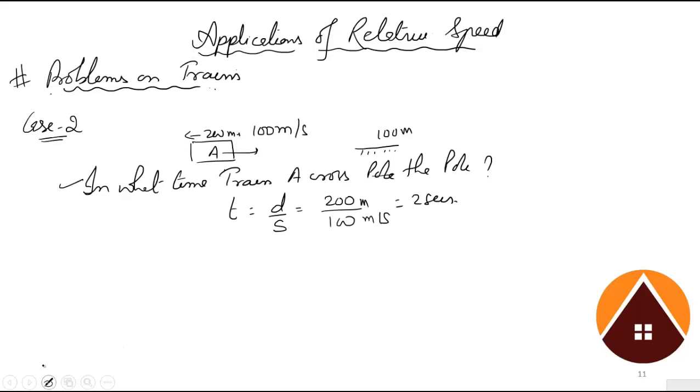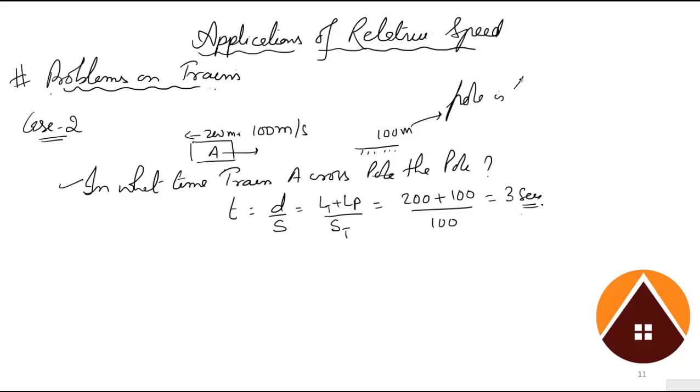Now in this case, it appears that the formula remains the same, but the distance will be how much? Distance to be covered would be the length of the train plus the length of the pole, right? Divided by the speed of the train. So what is the length of the train? 200 meter. What is the length of the pole? 100 meter divided by the speed of the train. So I get 3 seconds. I hope you understand. Case number 2. Here the pole is lying down. Therefore, I have added the length of the pole.